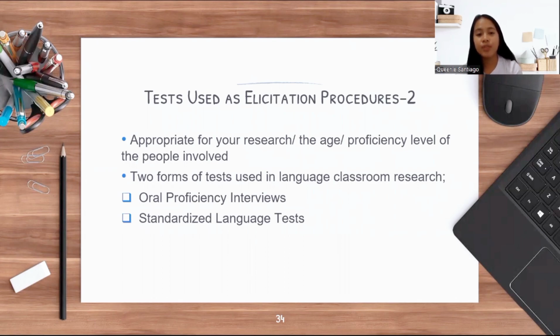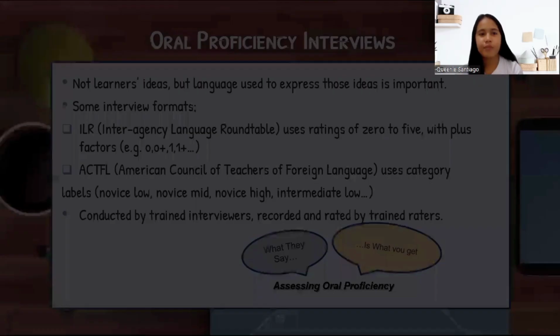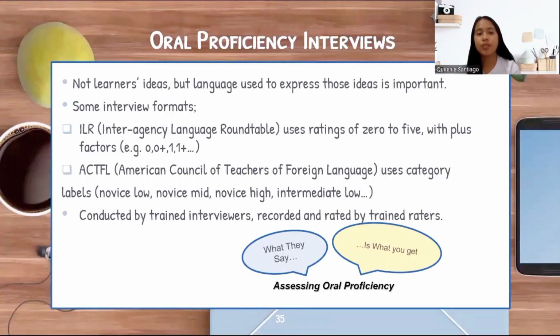Oral proficiency interviews and standardized language tests. So, oral proficiency interviews: not the learner's ideas, but the language used to express those ideas is important. Some interview formats: ILR, or Interagency Language Roundtable, using ratings of 0 to 5 with plus factors. ACTFL, American Council on the Teaching of Foreign Languages, uses category levels of novice low, novice mid, novice high, intermediate low. Conducted by trained interviewers, recorded and rated by trained raters.